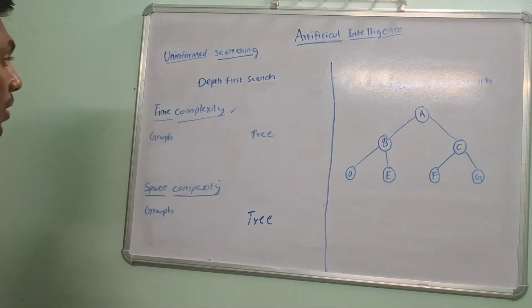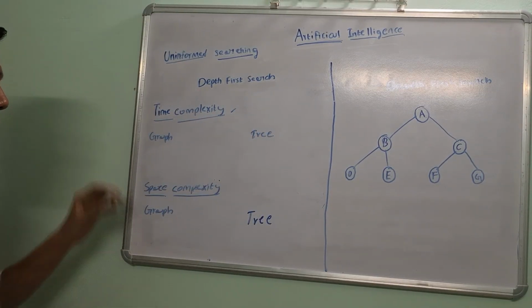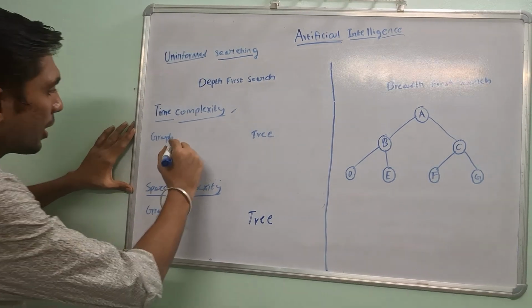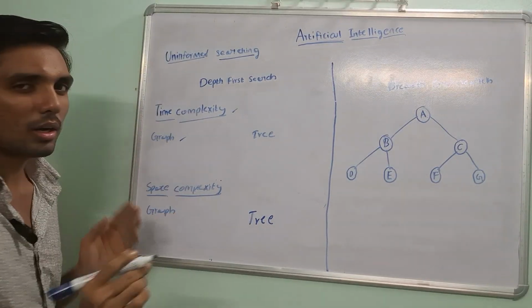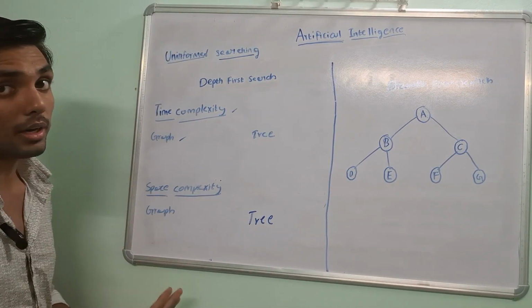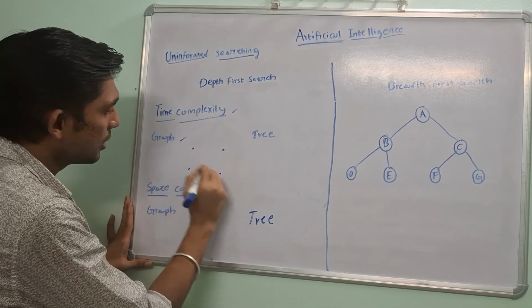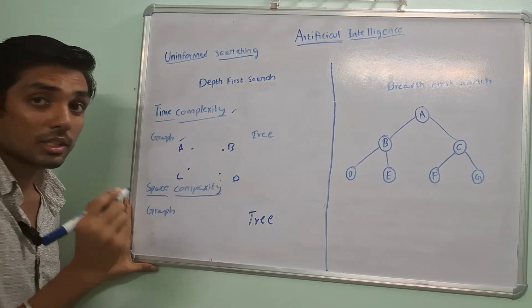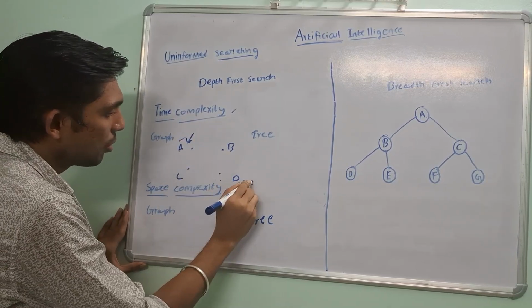Okay guys, now let us see what the time and space complexity of the depth first search algorithm are. So time complexity. Depth first search algorithm in case of a graph. Let us assume a simple 4 vertex complete graph. So there are 4 vertices A, B, C, D. This is a complete graph, and A is the initial node, B is the goal node.